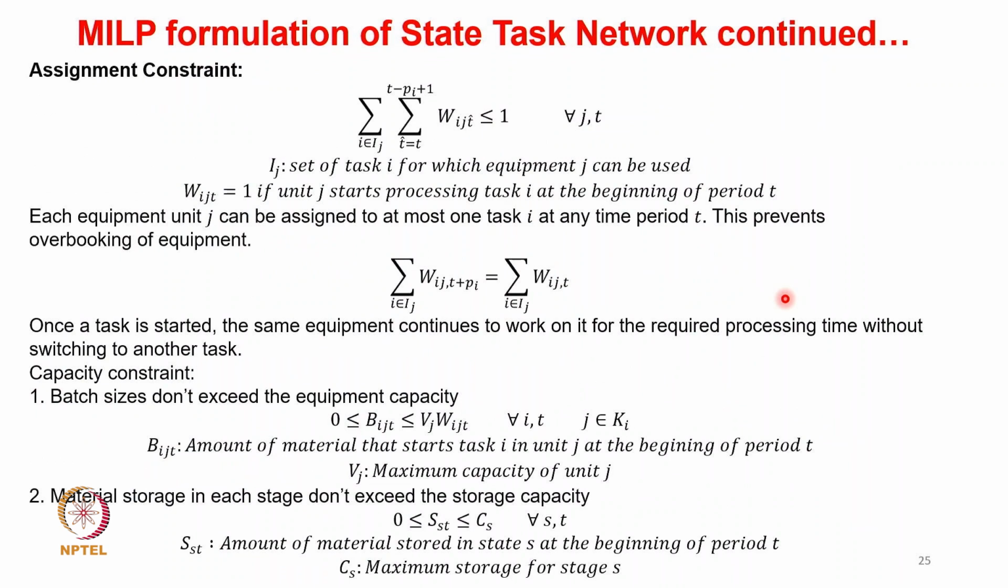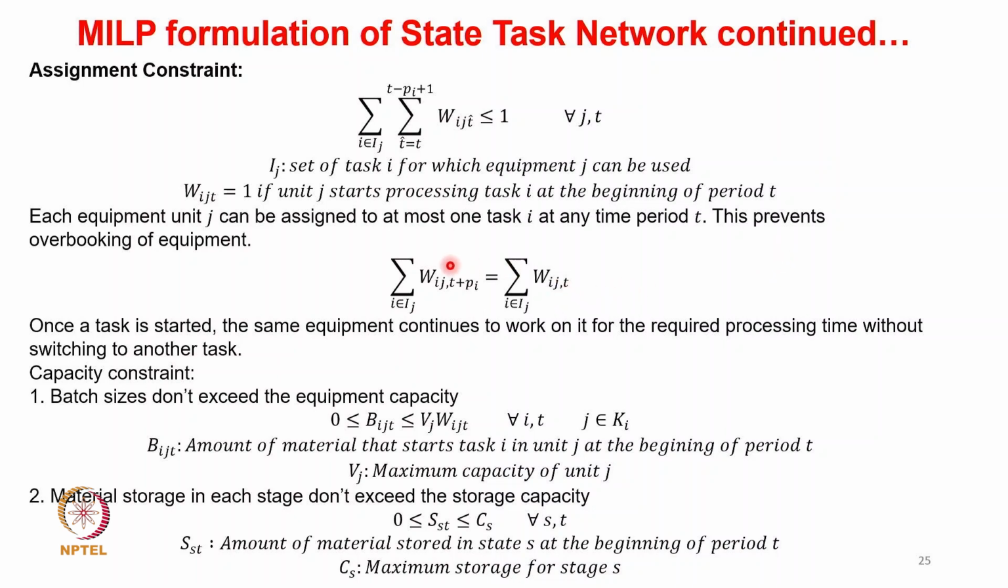Then you have various constraints. Of course, first is the assignment constraint. So Wij should always be less than or equal to 1. It becomes 1 when a unit starts processing a task I at the beginning of the period T. So equipment unit J can be assigned to at most 1 task in 1 period. This prevents, as I told previously, overbooking.